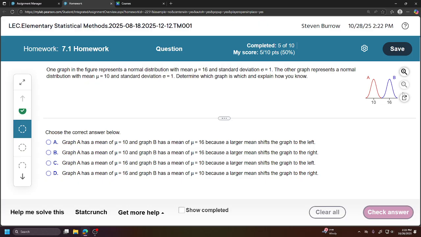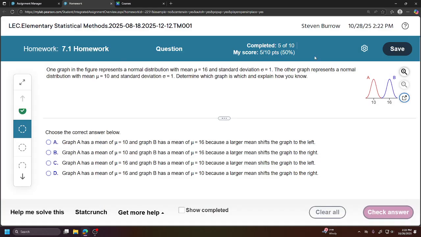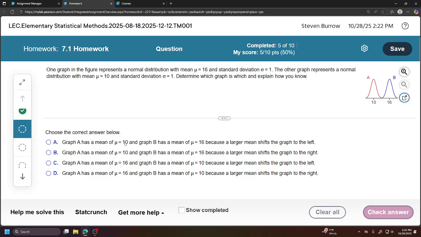Okay, so we got A and B, right? And they're asking some questions about it. Now, first off, do they have the same spread? Yeah, they're the same spread. Interesting. So we got a 10 and a 16. So graph A has a mean of this. Graph B has a mean of that.